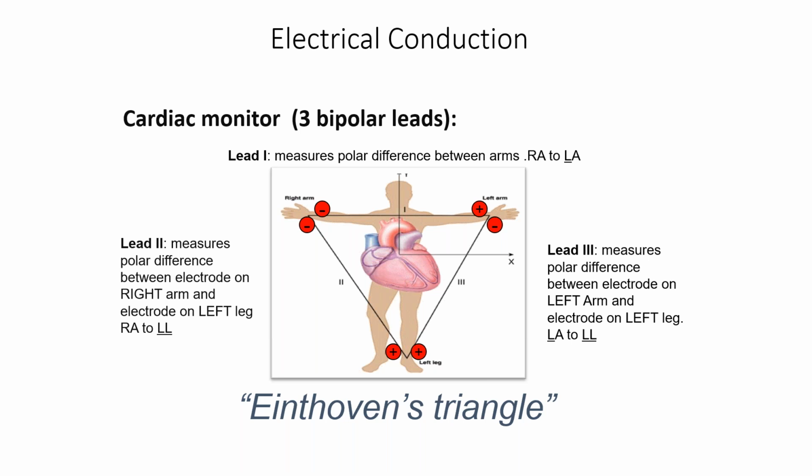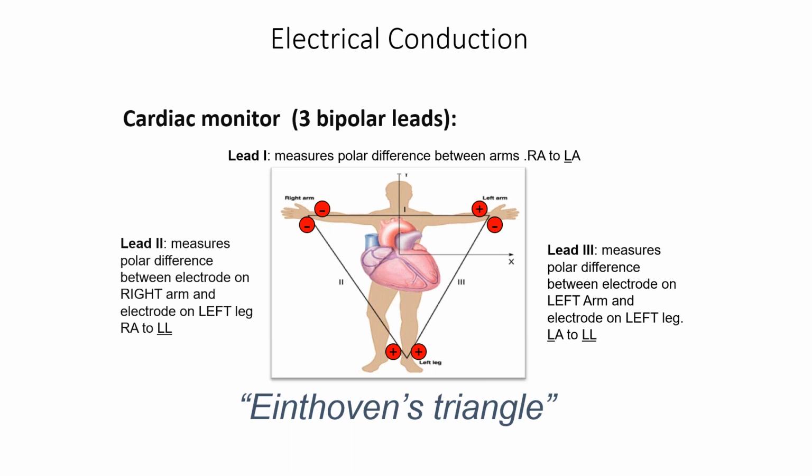So 3 leads. Lead 1 measures the polar difference between the right arm to the left arm. So right arm to left arm. Lead 2, and there's 1 L in there, so you see the L underlined. Lead 2 measures the polar difference between electrode on the right arm and electrode on the left leg. So you see there I underlined 2 L's for the left leg.